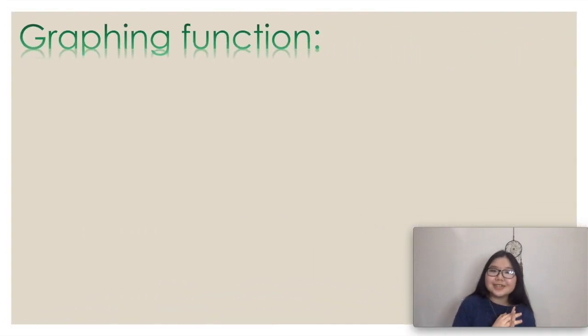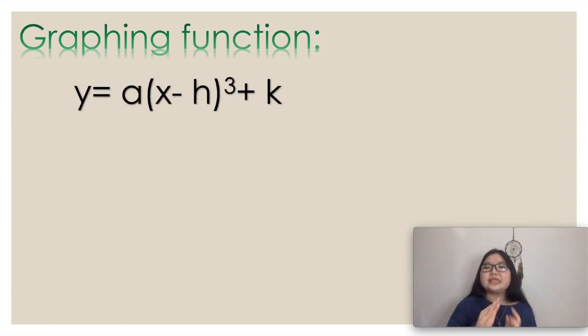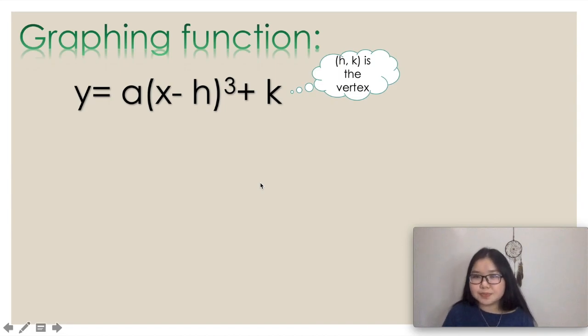So graphing function, do you remember graphing the function of a quadratic equation? If you don't remember, just go back there and watch it again. You will see it's approximately the same as the cubic graphing function, but there's a difference here. The exponent of the cubic is 3, but of the quadratic equation it is 2. But you can still predict that h and k is the vertex. If you don't know what the vertex is, go back to my first video about math. I will leave the link below.